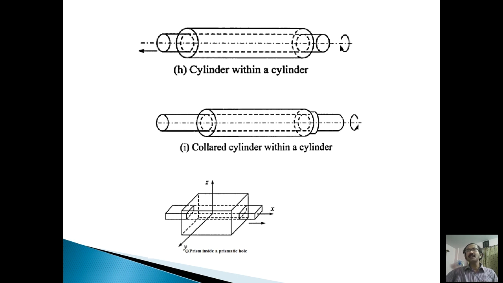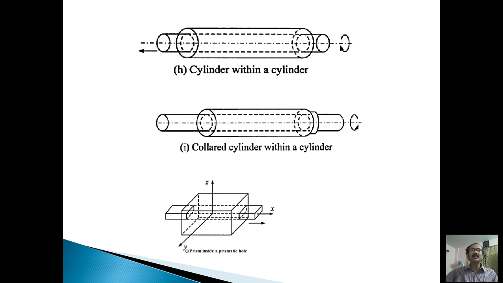And in the next diagram, the collared cylinder within a cylinder. In this case, the number of resistances on the translatory motion is 3, and the number of resistances in the rotary motion is 2. So the total number of resistances is 5. So in this case, it is the class of pair 5 and the degree of freedom is 1.